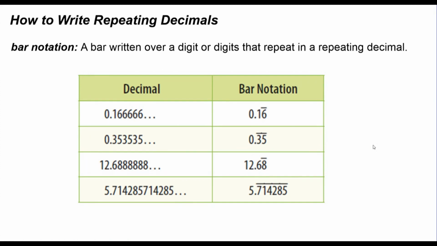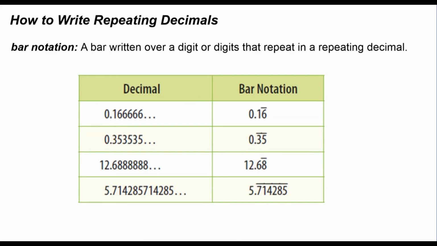There's actually a shorter notation that we're going to use that's called bar notation, and that's using a bar to write over the digit or the digits that repeat in a repeating decimal. So if you look at the table, I've got a few examples here of repeating decimals and how to use bar notation to rewrite those in a shorter, more compact way.